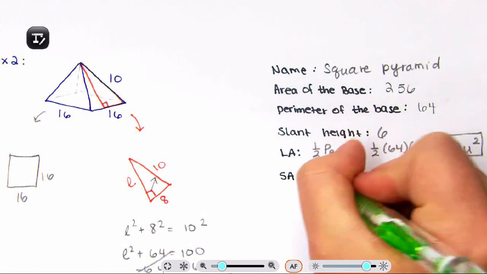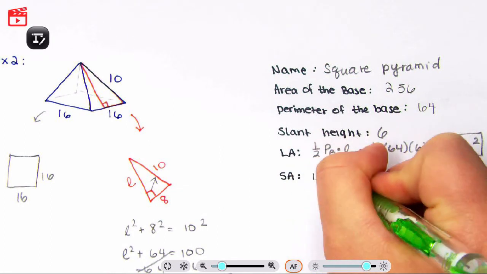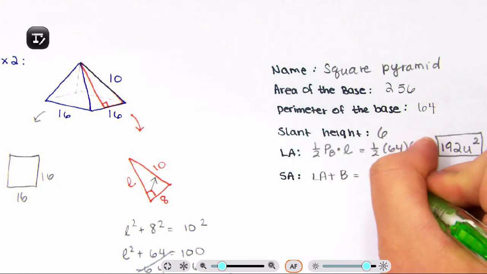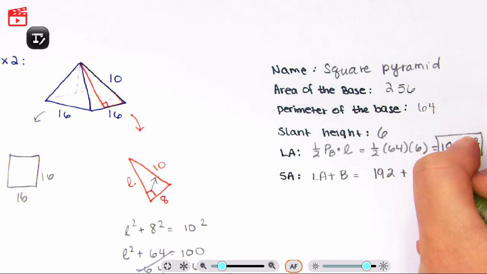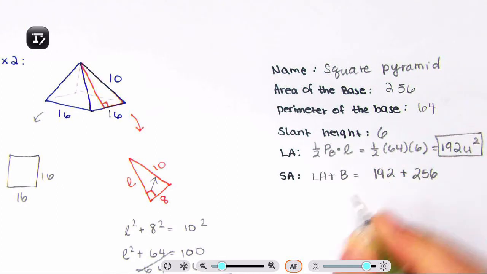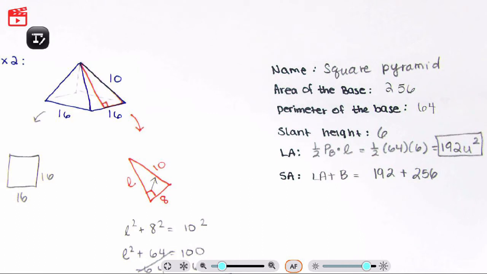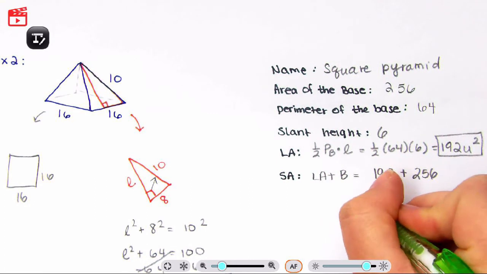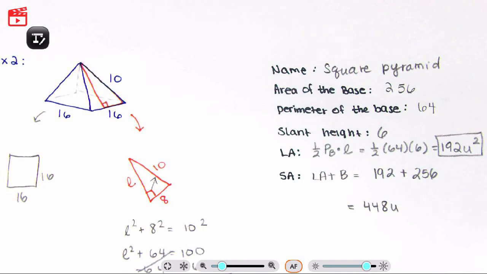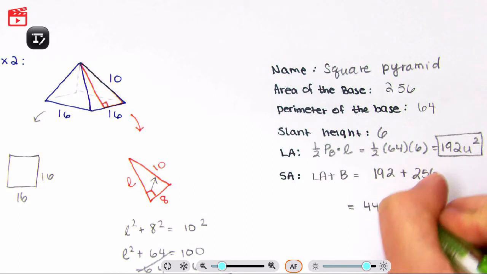Surface area is your lateral area plus one area of the base. So lateral area was 192, and the base area, we already calculated, is 256. So I'm going to add those together, and I get a total of 448 units. What are we trying to find? Area. Area is always what? Squared.